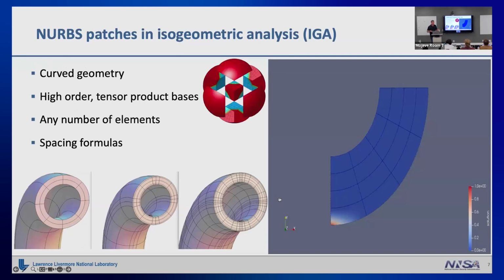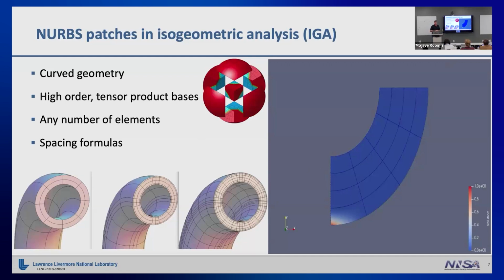I won't properly define what NURBS spaces are, but just try to give you the idea. They can represent curved geometries very well. You can represent conic sections like cylinders and spheres exactly. You get high order tensor product bases. So this is similar to the context of partial assembly, where you use tensor products, and we'll measure that in a moment.